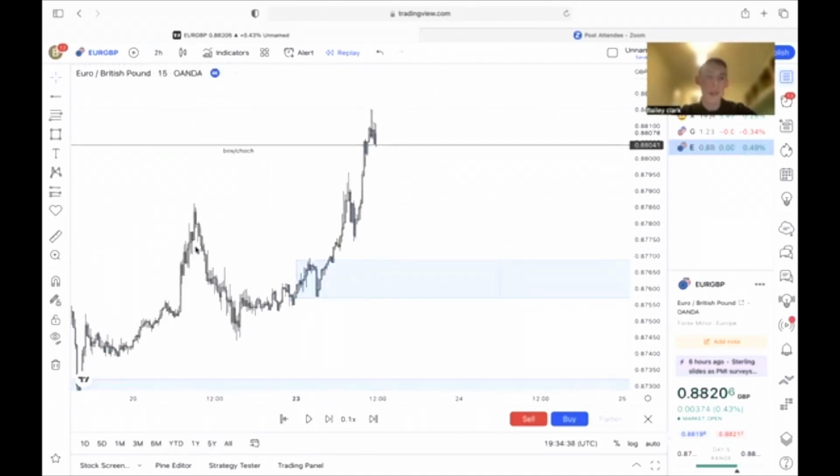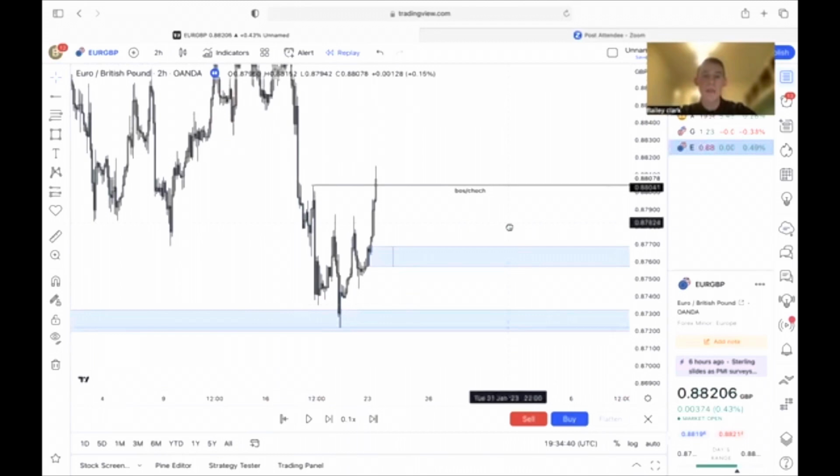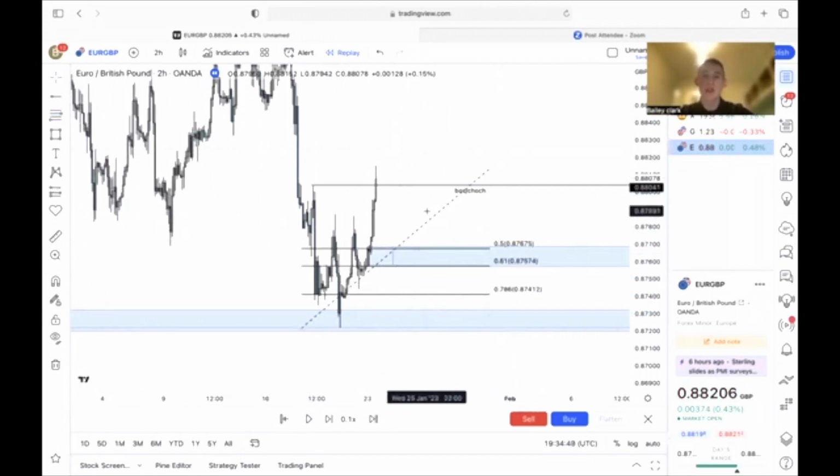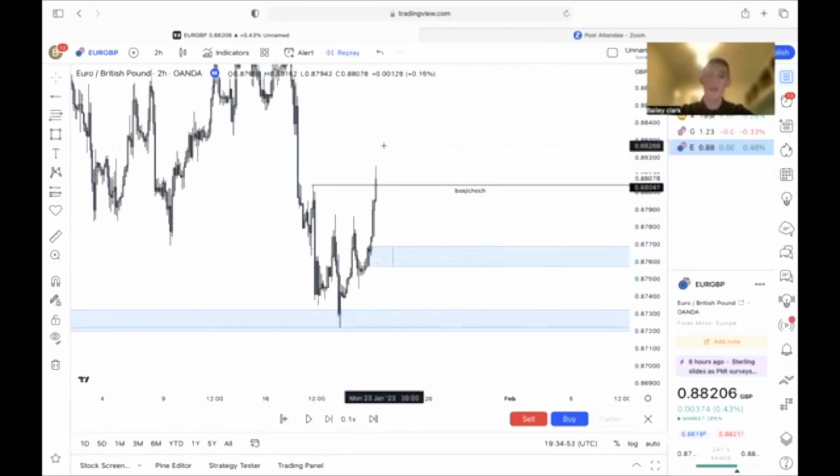So this would be a very prime place to place a limit. In addition to that, we are also at a discounted level. If we draw the fib tool from the low to the high, you can see that we are between the 50 and 61% retracement of this move.